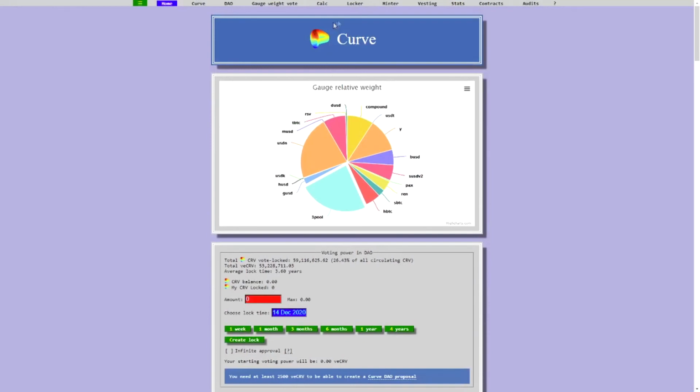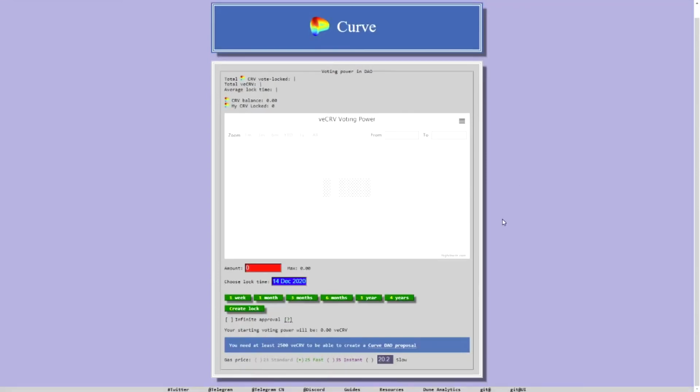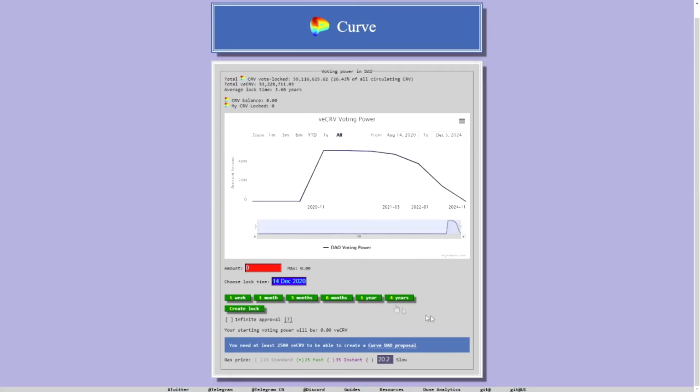And then maybe more interesting is the locker, because that will give you that ultimate bonus. So locking up your tokens will be 1 week, 1 month, 3 months, 6 months, 1 year, or the maximum is 4 years. And this maximum will give you that 2.5 multiplier bonus.